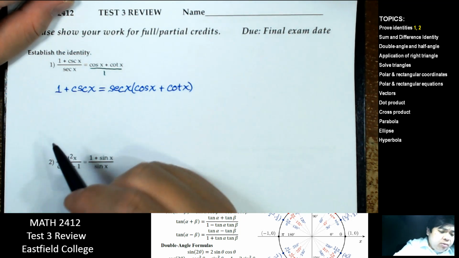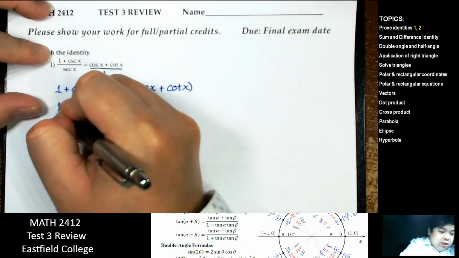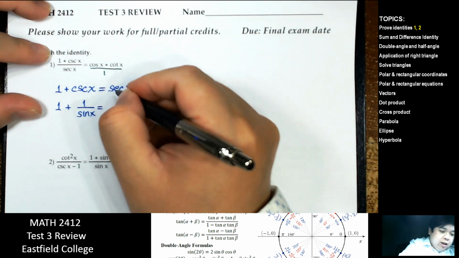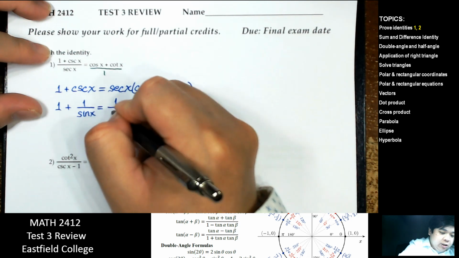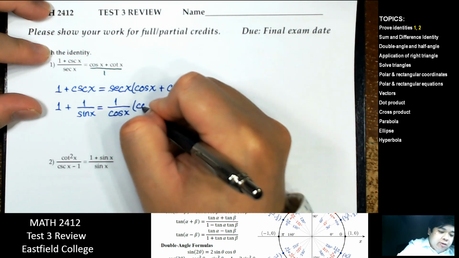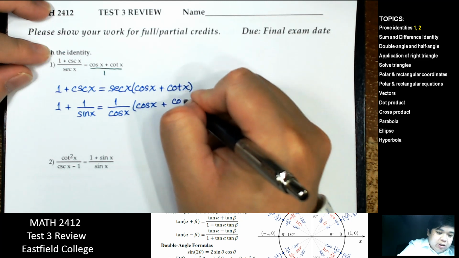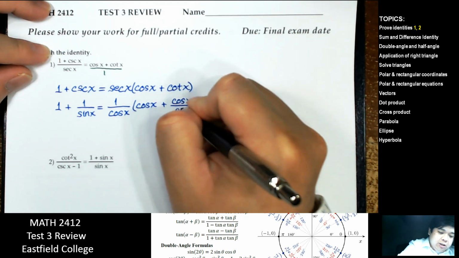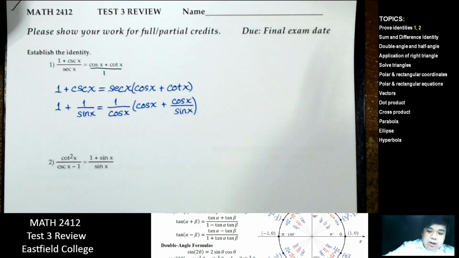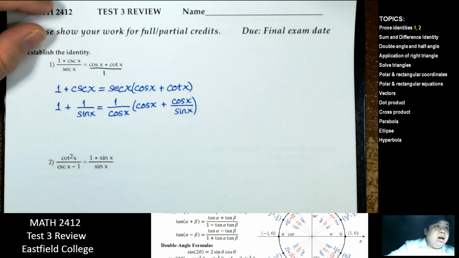It is easier to change to sine, cosine. So we'll do that. Cosecant is 1 over sine. Secant is 1 over cosine. And inside we have cosine of x. And cotangent is cosine over sine. So we see there's sine and there's cosine. So the least common denominator is sine and cosine.